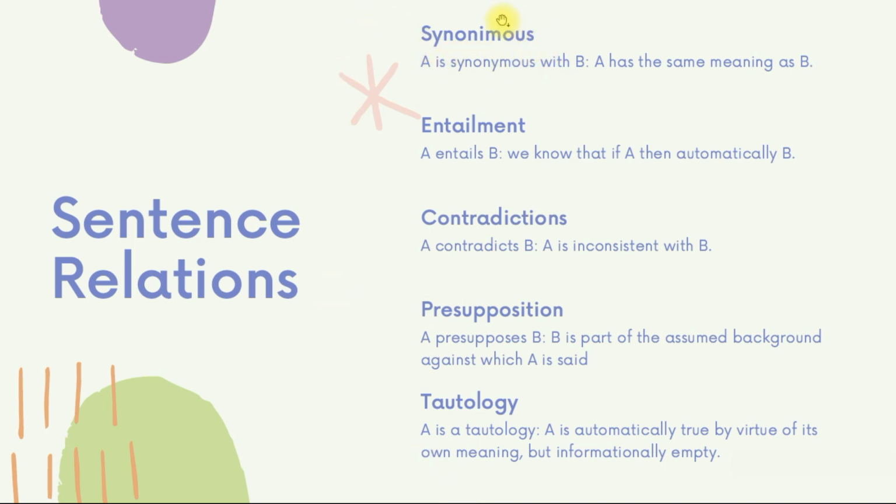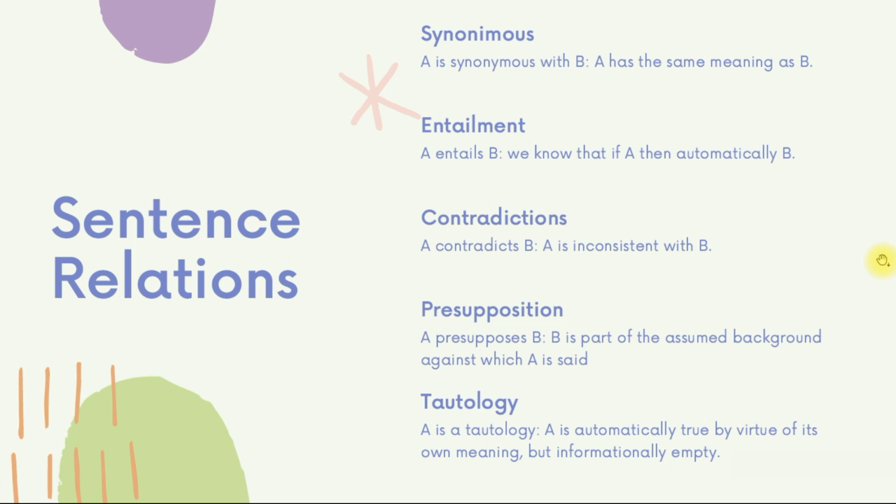We have some sentence relations in semantics. We have what we call synonymous. In synonymous, A is synonymous with B, which means that A has the same meaning as B. Entailment. If it is said that A entails B, it means that we know that if A, then automatically B. And the next relation is contradiction. A contradicts B, in which A is inconsistent with B. The next relation is presupposition. A presupposes B. It means that B is part of the assumed background against which A is said. And then the last relation is tautology. A is a tautology. It means that A is automatically true by virtue of its own meaning, but informationally empty.